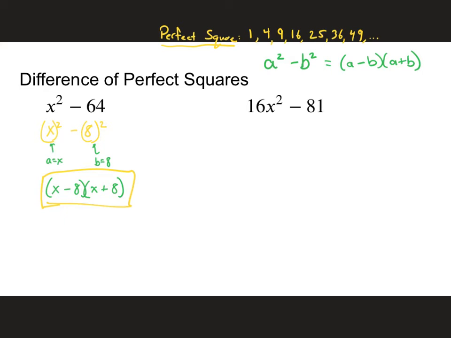16x squared minus 81. Well, let's see here. 16 is a perfect square. That's 4 squared, and of course, x. So this could be rewritten as the quantity of 4x squared minus, again, 81. 81 is a perfect square. That's 9 squared. So again, I have this situation where this is a and this is b. So I write this out. I have 4x minus 9 times 4x plus 9. The difference of two perfect squares.